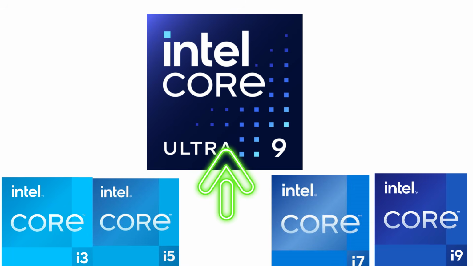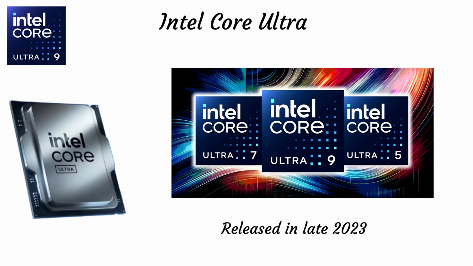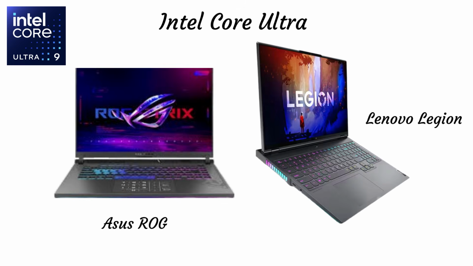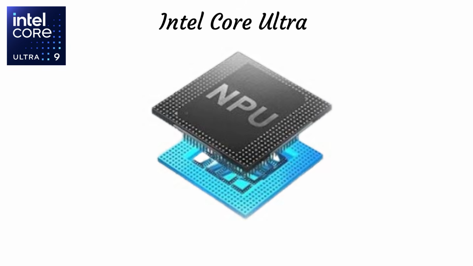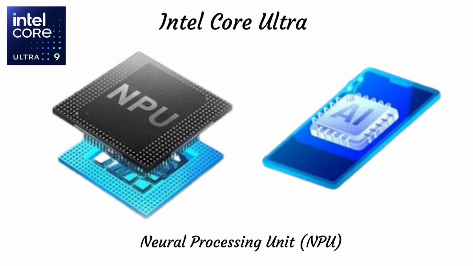Core Ultra. The Intel Core Ultra series is the newer generation of the usual Core i series, released in late 2023. You can find them in high-end laptops like Asus ROG and Lenovo Legion. What makes the Core Ultra different is that it has a specialized chip called a Neural Processing Unit (NPU) built inside the processor. The NPU is a dedicated processing unit that handles tasks related to artificial intelligence (AI).